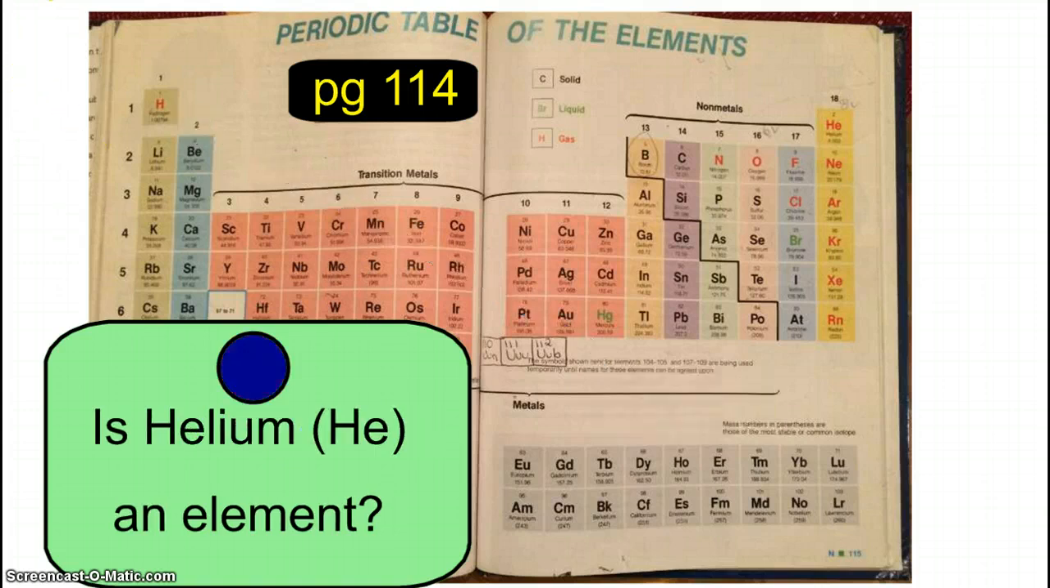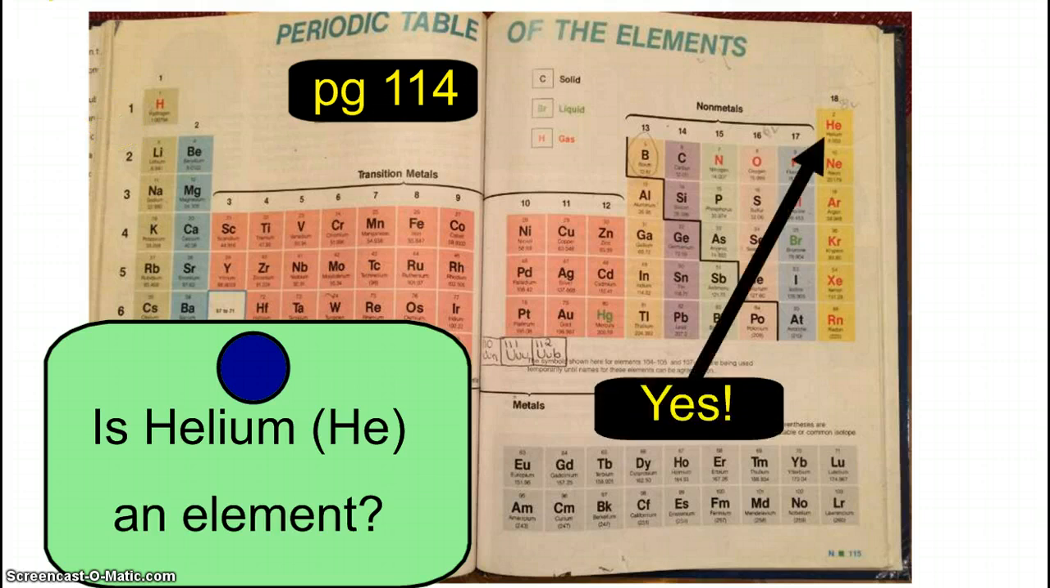Let's see another one. How about helium? This is represented by a blue atom. Is helium, He, an element? So let me look for that chemical symbol, capital H, lowercase e. I do see that some of these chemical symbols are both capital and lowercase letters. So I'm looking for capital H, lowercase e. Can I find that element on the periodic table? And I found it in the top right corner. So yes, H, lowercase e, helium is an element.